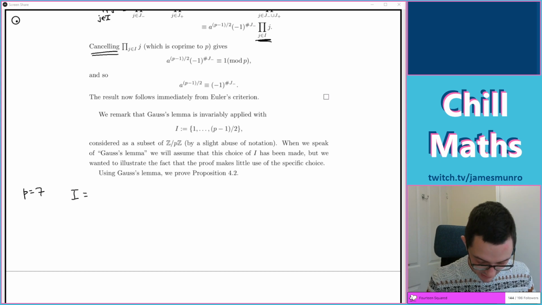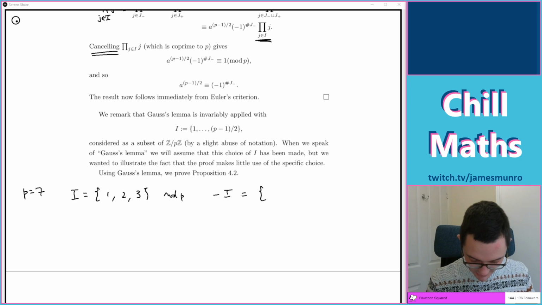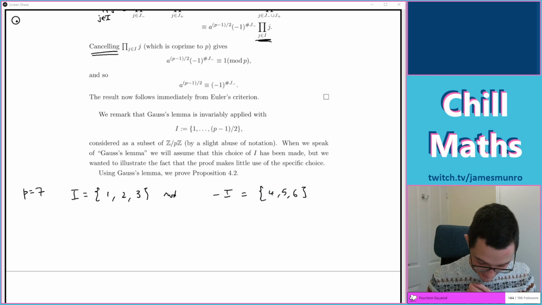So we'll take I to be the set, slight abuse of notation, 1, 2, 3, mod p. But minus I is equivalent to this. It's not really how notation works, but never mind. It's 4, 5, 6, mod 7.